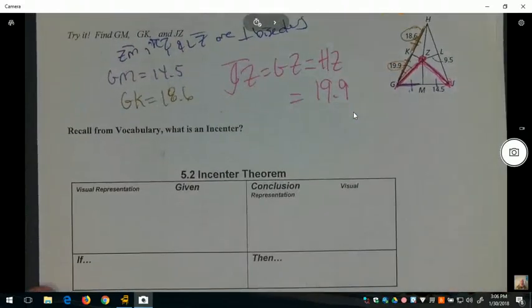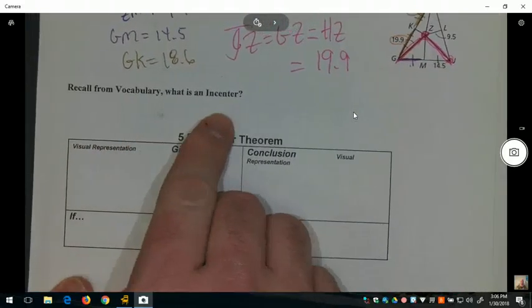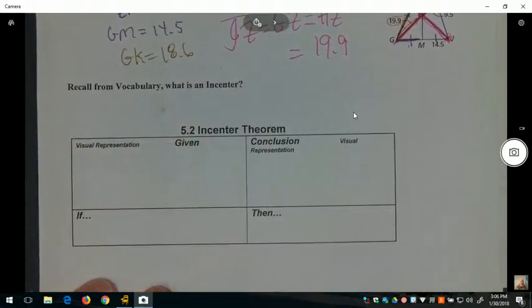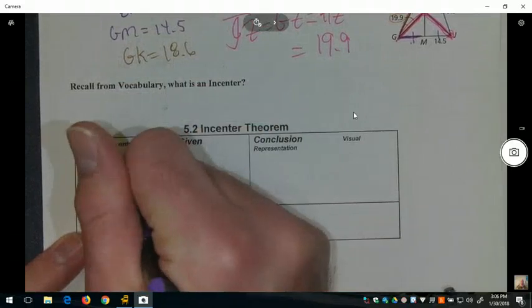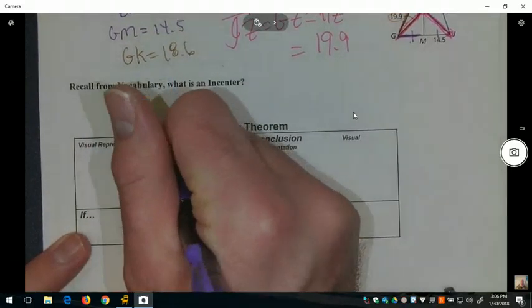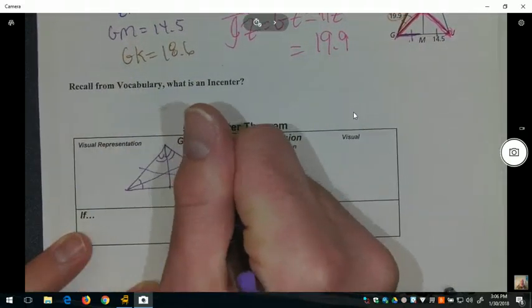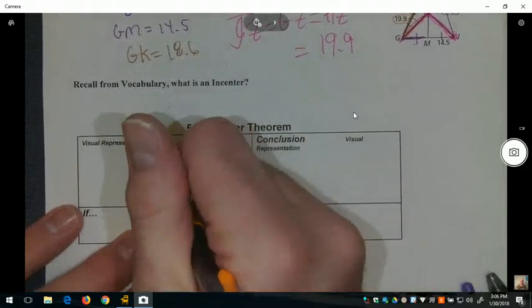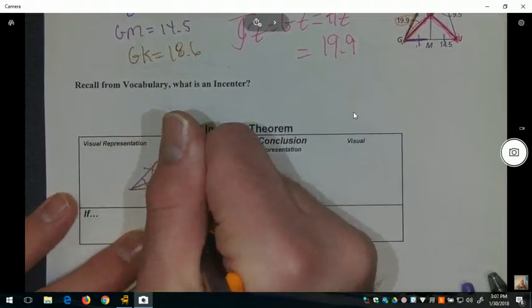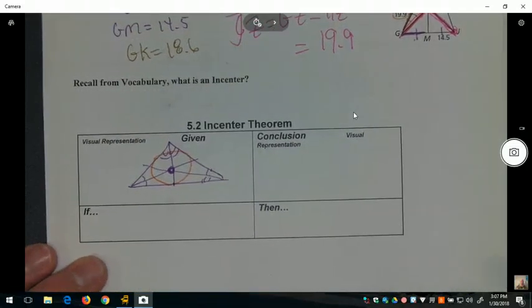We're going to cover the other two theorems, incenter and centroid, in this video. Recall from the vocabulary what an incenter is. An incenter is formed by the three angle bisectors. So in our triangle, we have angle bisectors. We've got those angles congruent, and those angles congruent, and these angles congruent, and that's the incenter. Why is it the incenter? As you'll recall, it's because it will be the center of a circle that would be inscribed in the triangle.